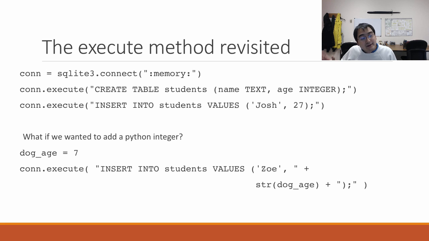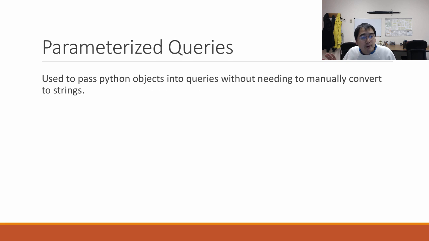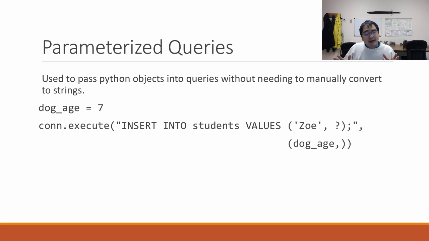So that solution for SQL is called a parameterized query. They're used to pass Python objects into queries without having to manually convert them to, usually, strings. So for example, my dog, she's 7 years old, and the way that I'd use a parameterized query is I basically write my SQL statement just like I would normally. I would say insert into students values, and then parentheses, Zoe, comma, and then I stick a little question mark. And then I pass another argument to the execute method, which is a tuple of the values that need to get put into each of those question marks.